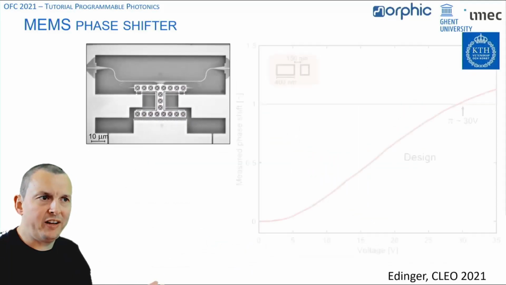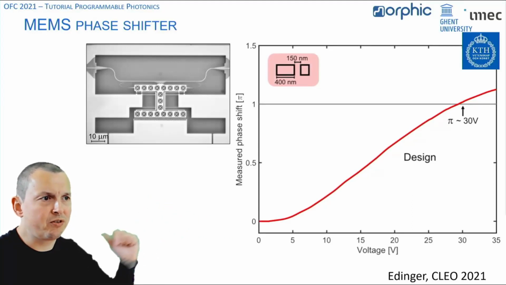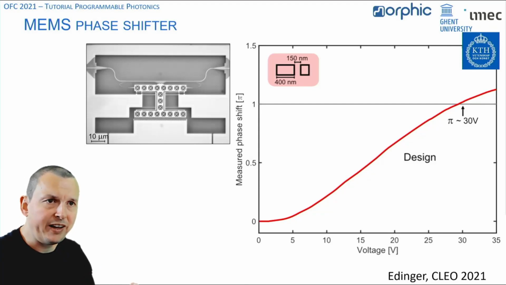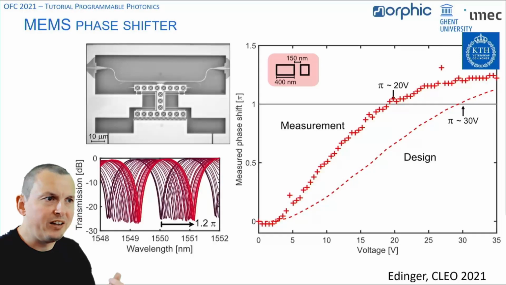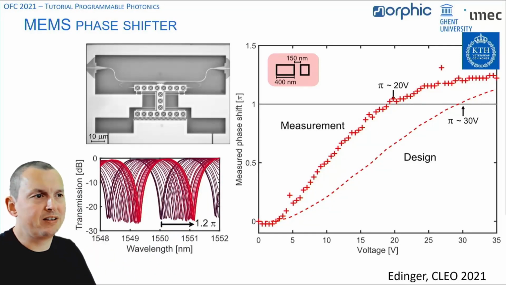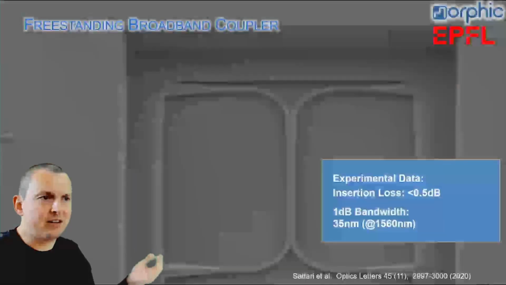And if you simulate this effect, you see that for this particular implementation, for a 30 volts actuation, you get a pi phase shift. But it doesn't consume a lot of power because it's electrostatic actuation. And in experiment, we actually see that the device performs better than expected, and we already get our pi phase shift at 20 volts. And likewise, you can make a tunable coupler.